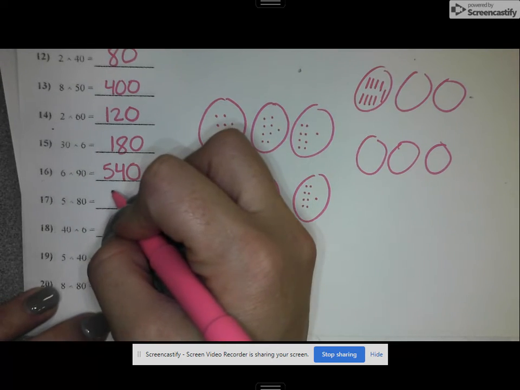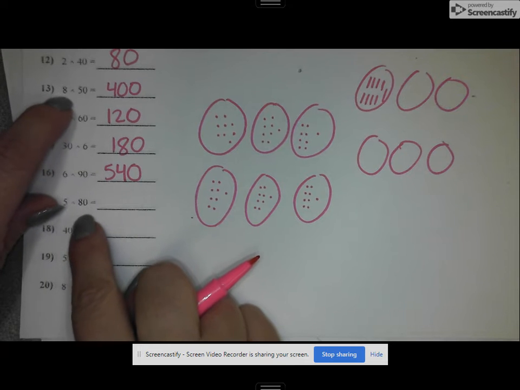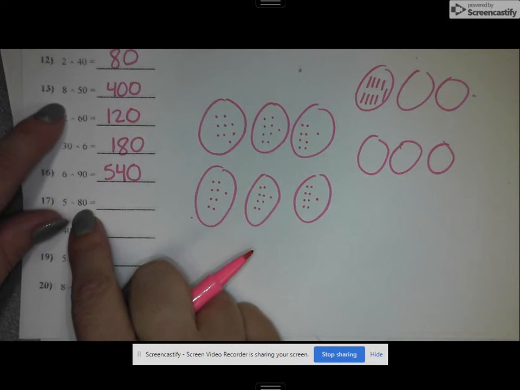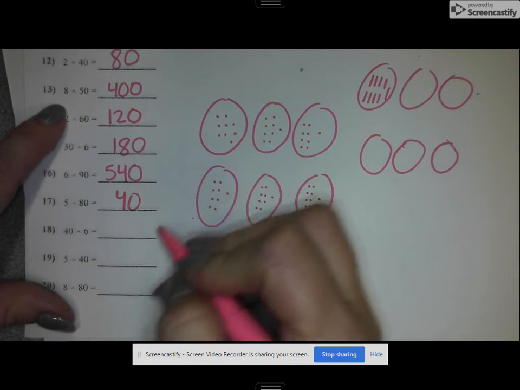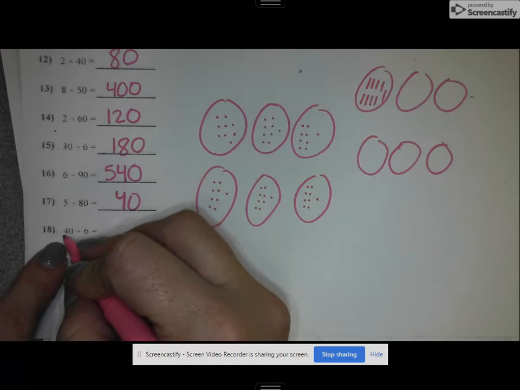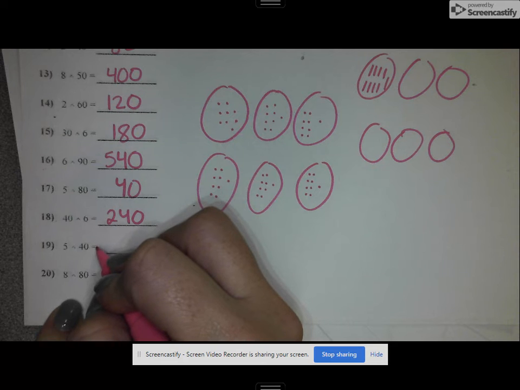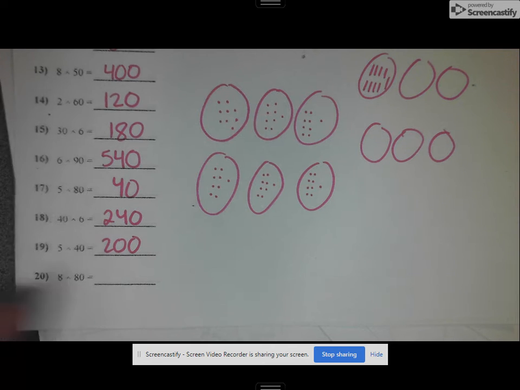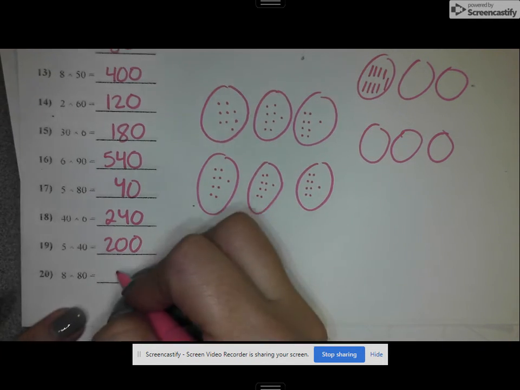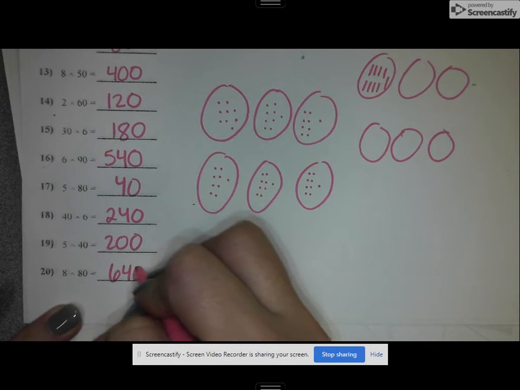So for all of these, we have 5 times 80 here, which we're just reversing here. That's a commutative property that says I can flip-flop numbers. So again, I can count by 5s 8 times, get to 40 and add the 0. 40 times 6, well, we know 4 times 6 is 24. Go back and add the 0. 5 times 40, 5 times 4 is 20. Go back and add the 0 to get to 200. So they'll just continue that process through all of these problems. 8 times 80, 8 times 8 is 64. Go back and add the 0.